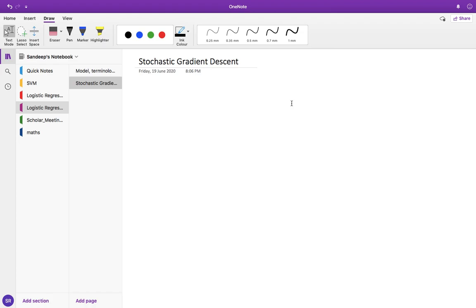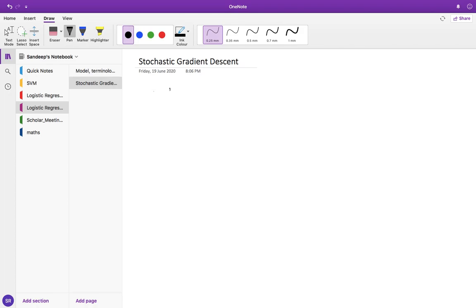So let us start with the discussion about stochastic gradient descent and see how it is used in logistic regression. As I've said earlier, we would be using SGD for computing the weights. Let us first discuss the details of SGD, and later in the next part we will see how SGD is applied in the computation of weights.